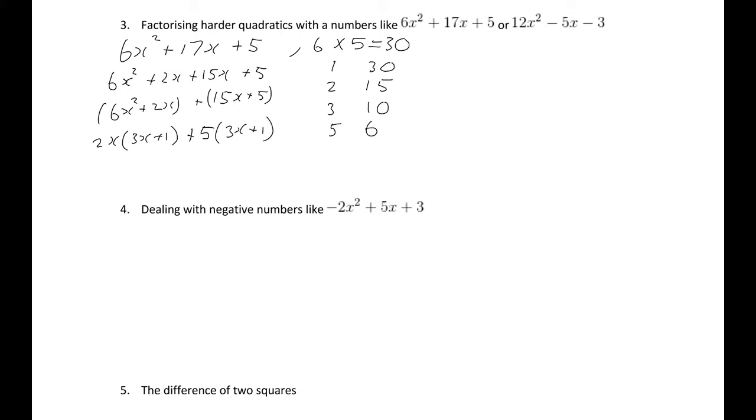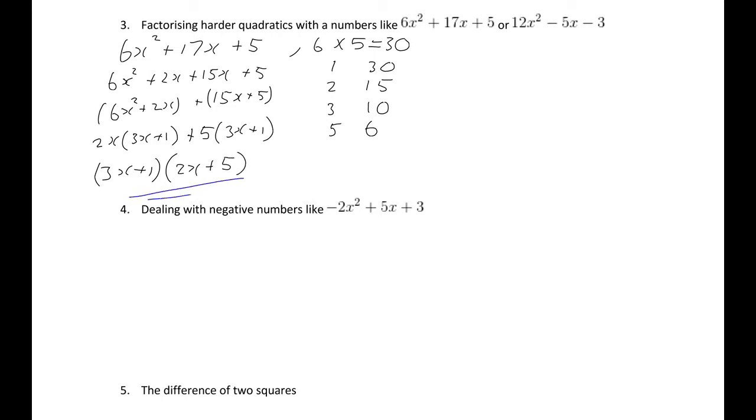Now, at this point, this function is going to be exactly the same as that. So they've both got that in it. We can take it out because they've both got a factor of 3x plus 1. Okay, how many 3x plus 1s have we got in the first bit? We've got 2x of them. How many have we got in the second bit? We've got plus 5 of them.